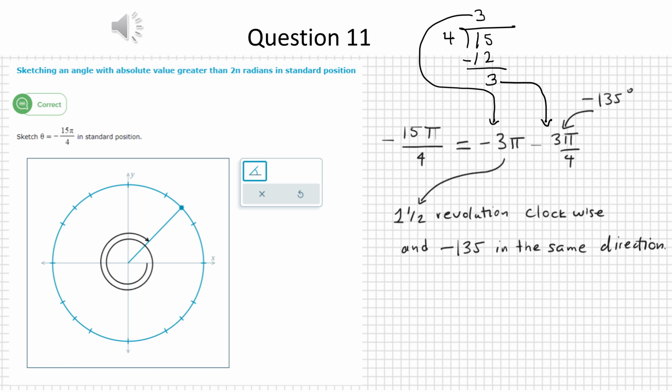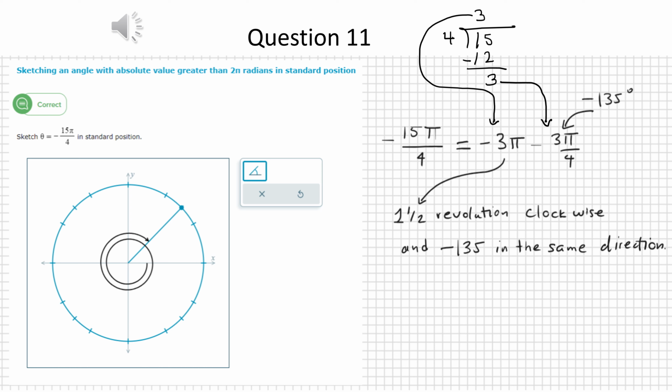So you separate: minus 3 pi, which is the quotient, and minus 3 pi over 4, which is the remainder over the divisor. Okay, and negative 3 pi is 1.5 revolutions clockwise. And 3 pi over 4 is negative 135 degrees. So basically it is 1.5 revolutions clockwise and 135 in the same direction.